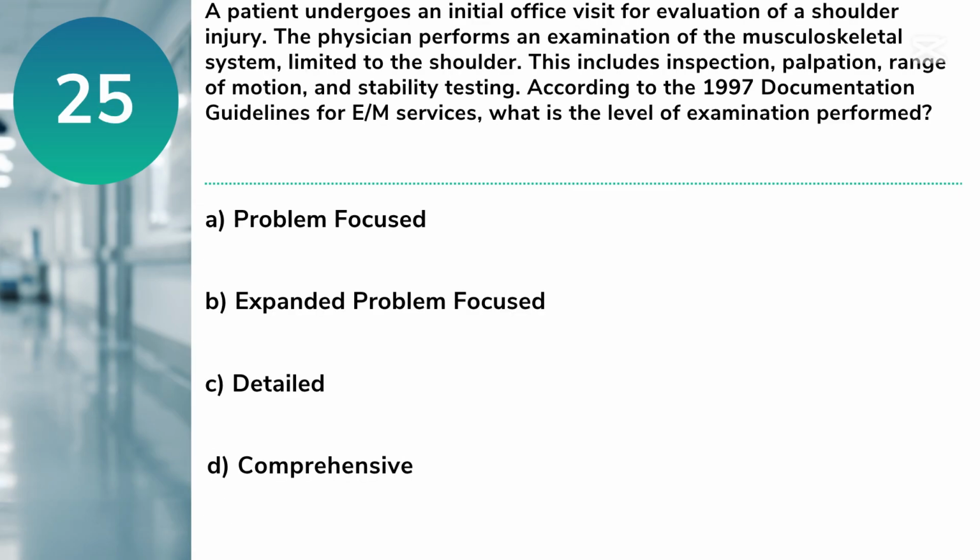Question 25. A patient undergoes an initial office visit for evaluation of a shoulder injury. The physician performs an examination of the musculoskeletal system, limited to the shoulder. This includes inspection, palpation, range of motion, and stability testing. According to the 1997 documentation guidelines for E/M services, what is the level of examination performed? A. Problem-focused. B. Expanded problem-focused. C. Detailed. D. Comprehensive.